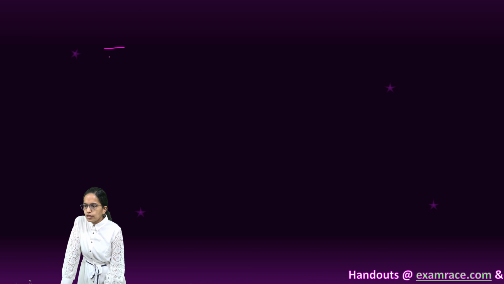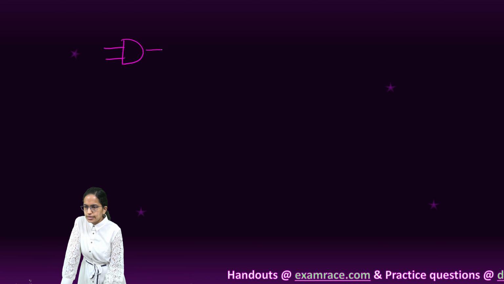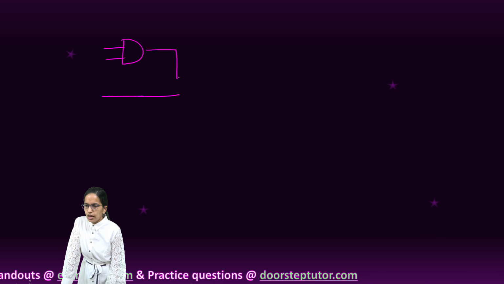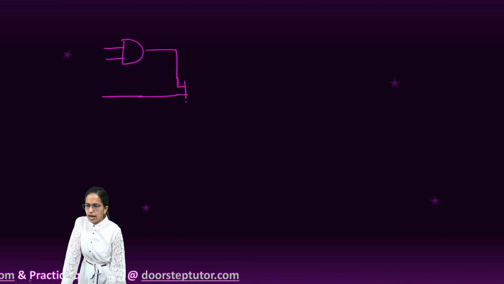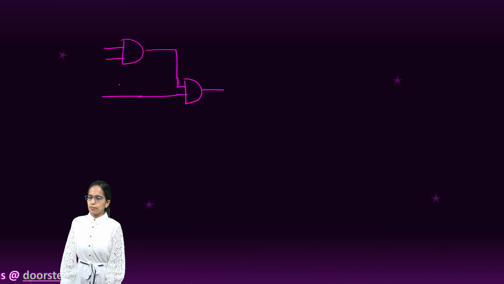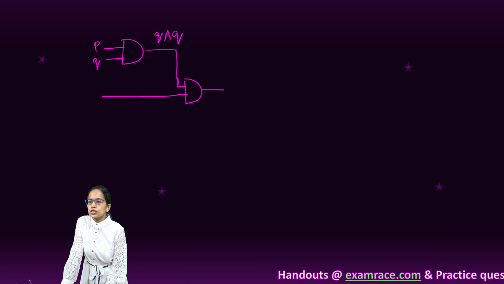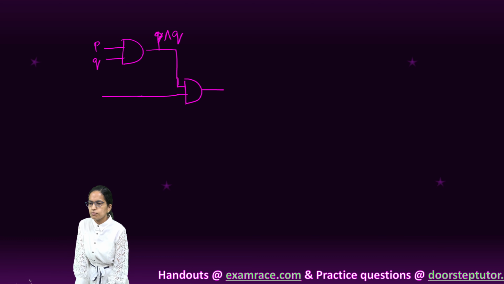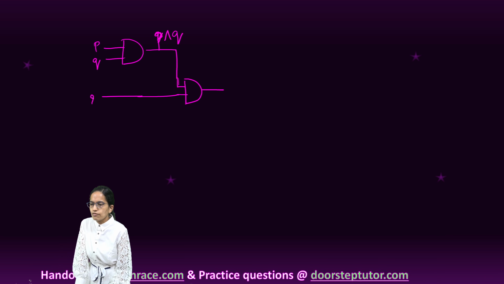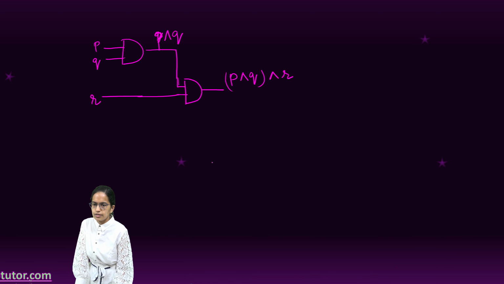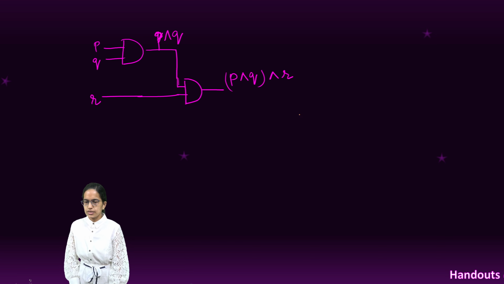So let me draw the first diagram where I have an AND circuit. Now this AND is connected to another logic gate, and that is again an AND gate. So what would be my output? If this is P, this is Q, my output would be P and Q, and then I have R coming here, so this would be represented as P and Q and R. Okay, so this is how we represent the very first one.